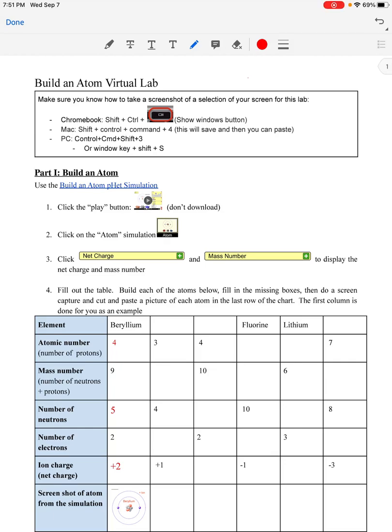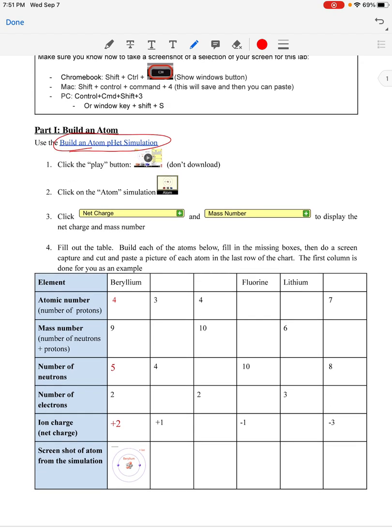Okay, these are the instructions for the Build an Atom Virtual Lab. So we're going to use this simulation here, the Build an Atom PhET simulation, to fill out the missing things in this chart. Now, the chart that you have attached to the Google Classroom, I accidentally made without enough information. It is missing some things in here and it makes it impossible to actually fill it out.